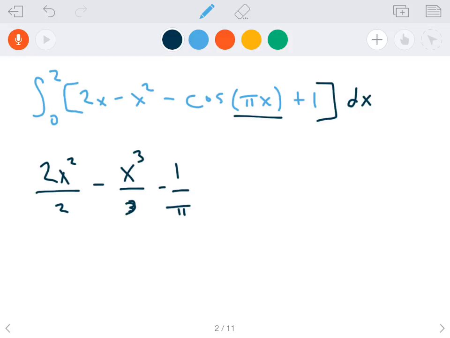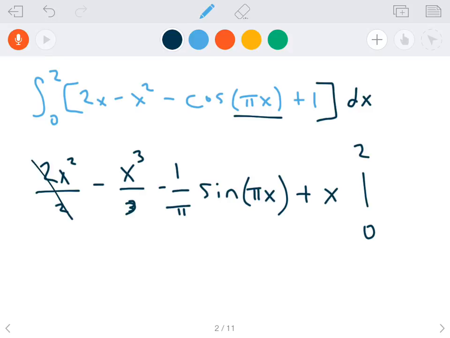The integral of cosine is sine of u, and I'm going to plug u back in, which was pi x. If that u substitution had been harder, I would have gone to the effort of making that a separate integral instead of just doing it in the problem here. And I need to evaluate all this from 0 to 2. It doesn't simplify very much.